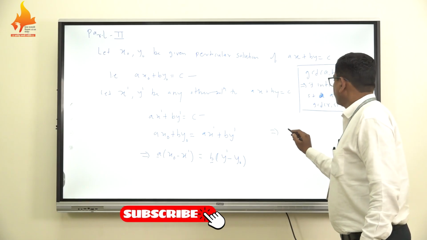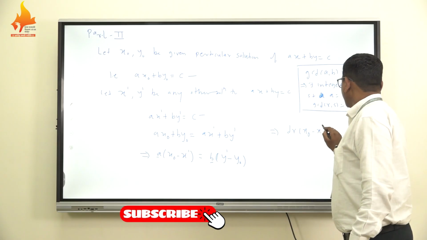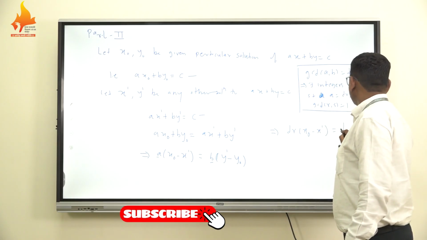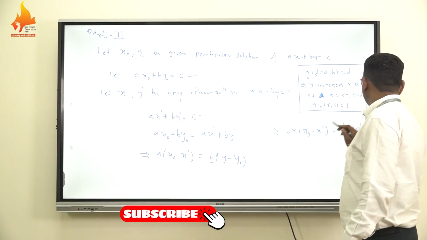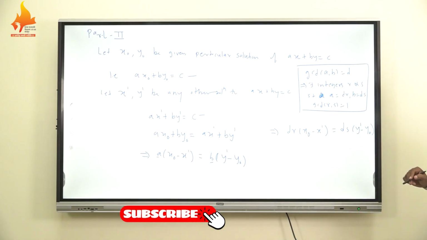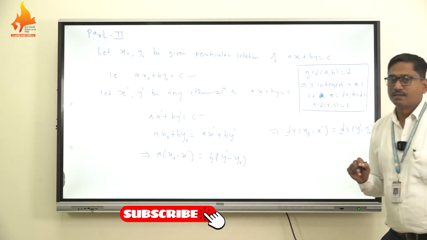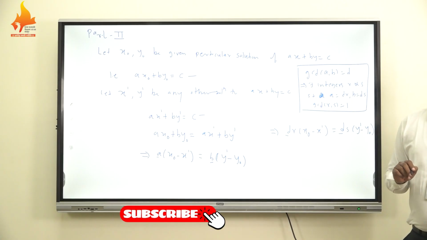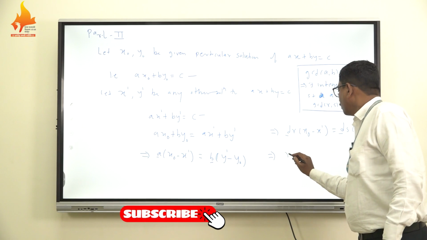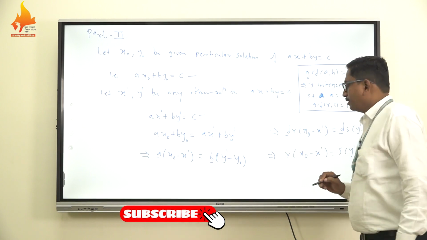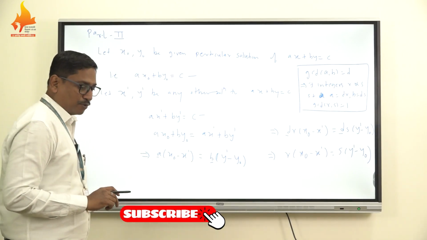So I get d into r times (x naught minus x dash), and d into s times (y dash minus y naught). Now this d is common to both sides. Like the integral domain property, we can cancel the d from both sides. After cancelling d, I will get this statement. Now focus on these statements. We are at the conclusion of the proof.